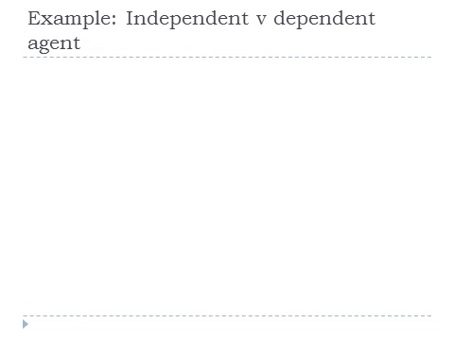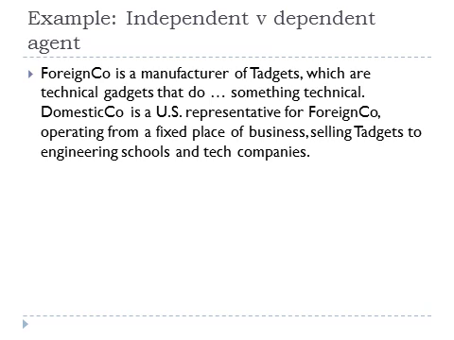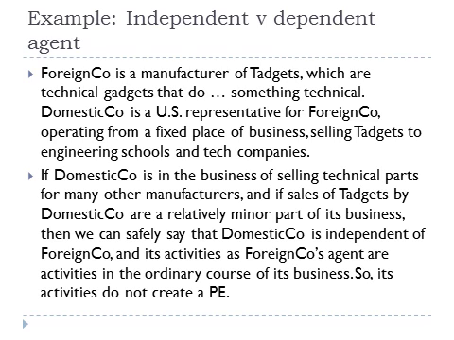Here's an example that compares an independent agent to a dependent agent. Foreign Co. is a manufacturer of gadgets, which are technical gadgets that do something technical. Domestic Co is a U.S. representative for Foreign Co and operating from a fixed place of business, selling gadgets to engineering schools. If Domestic Co is in the business of selling technical parts for many other manufacturers, and if sales of gadgets by Domestic Co are a relatively minor part of its business, then we can safely say that Domestic Co is independent of Foreign Co and its activities as Foreign Co's agent are activities in the ordinary course of its business, so its activities do not create a PE.